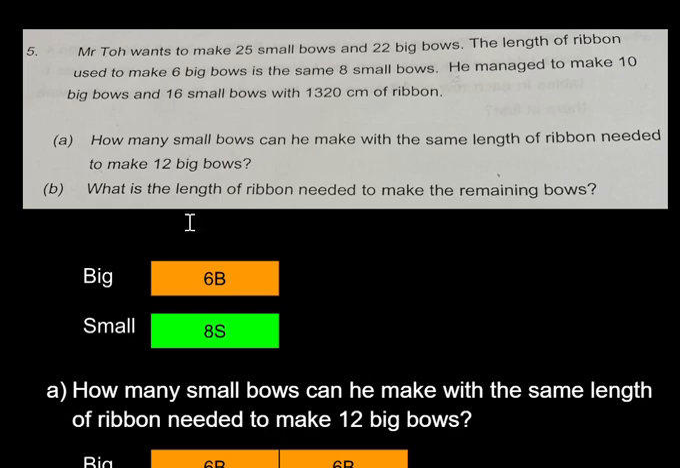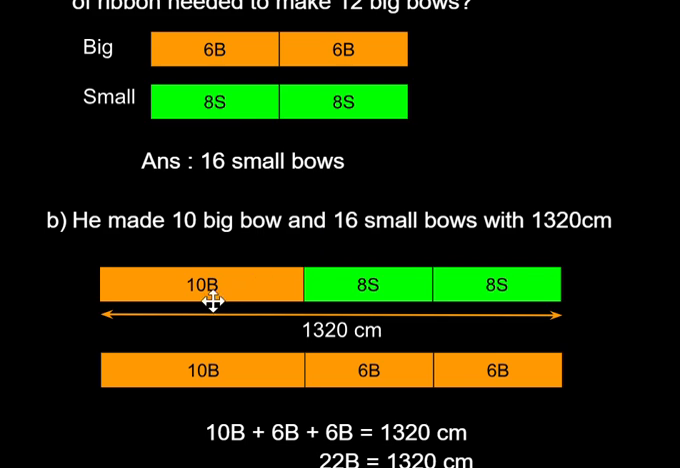Now the question for part B is: what is the length of the ribbon needed to make the remaining bowls? Be careful with this part. What are the remaining bowls that he refers to? He wants to make 25 small and 22 big, and he already made 10 big and 16 small. From 10 big and 16 small, we know that he used 1320 centimeters.